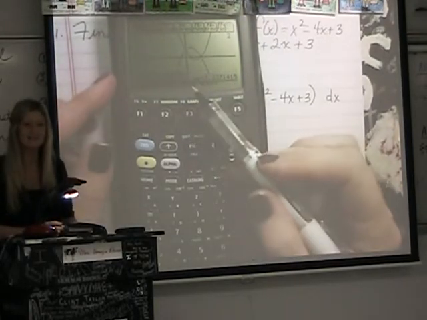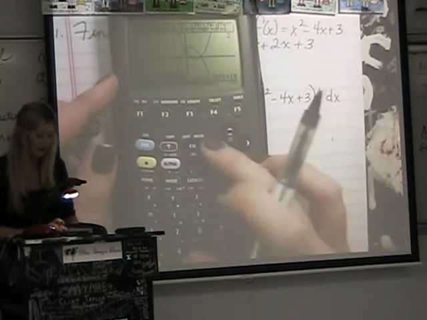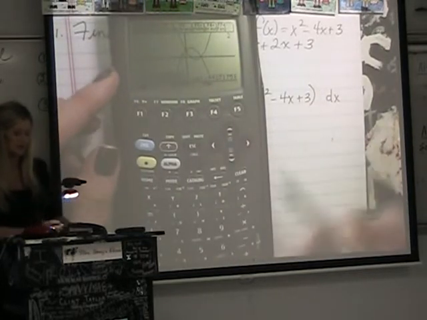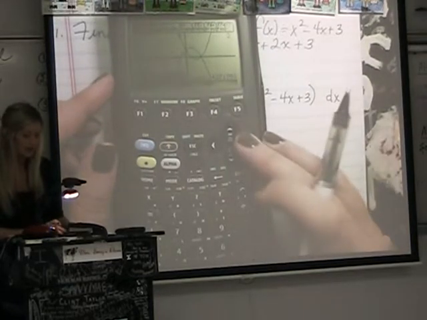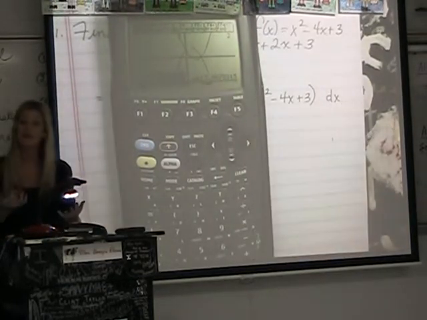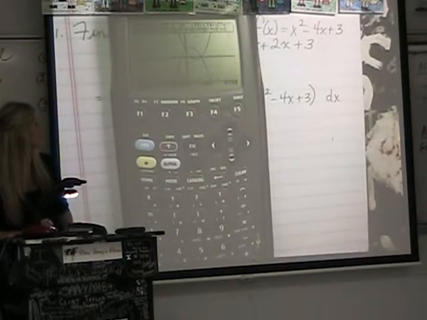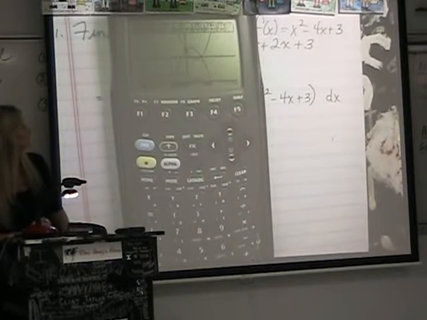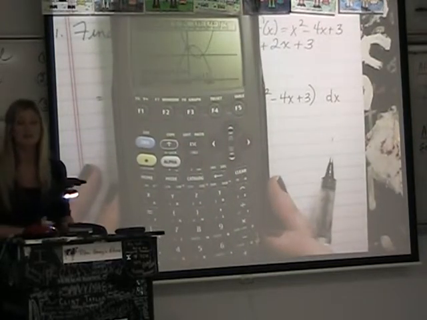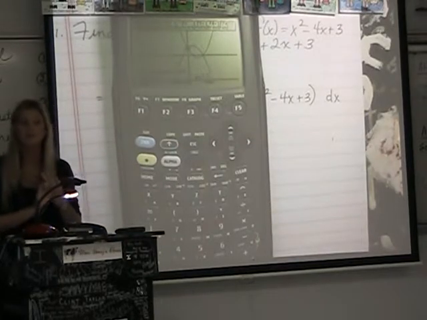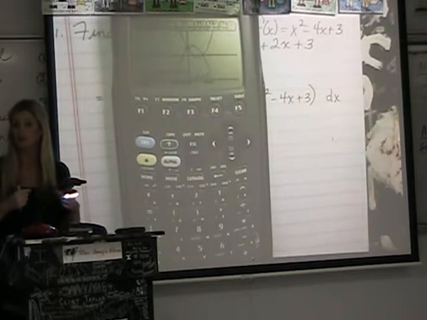But notice now it's asking me for a lower bound. That means left bound. So I'm going to move my cursor a little bit to the left of that intersection point and hit enter. And then upper bound means right bound. So I'm going to move it to the right of the intersection point and hit enter. And it still gives me the intersection 0, 3. So you have to lock in the two curves and set bounds so your calculator knows where to look for that intersection point.